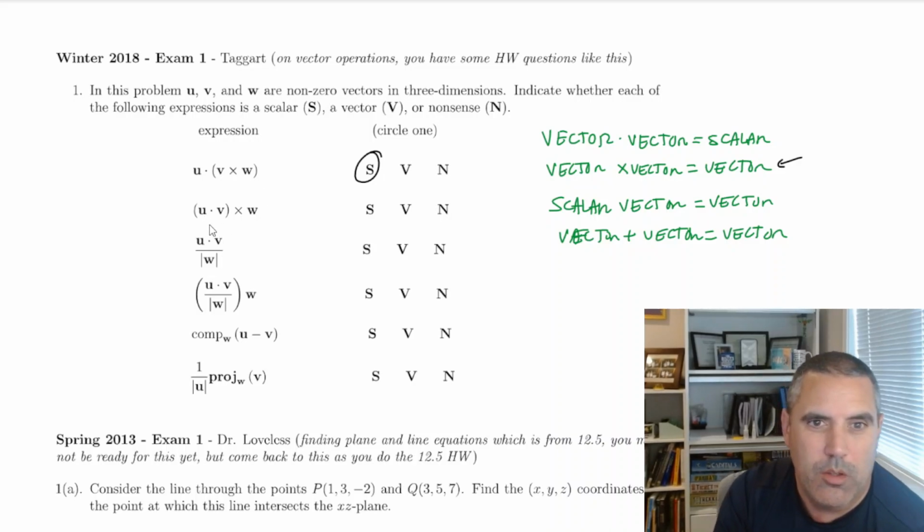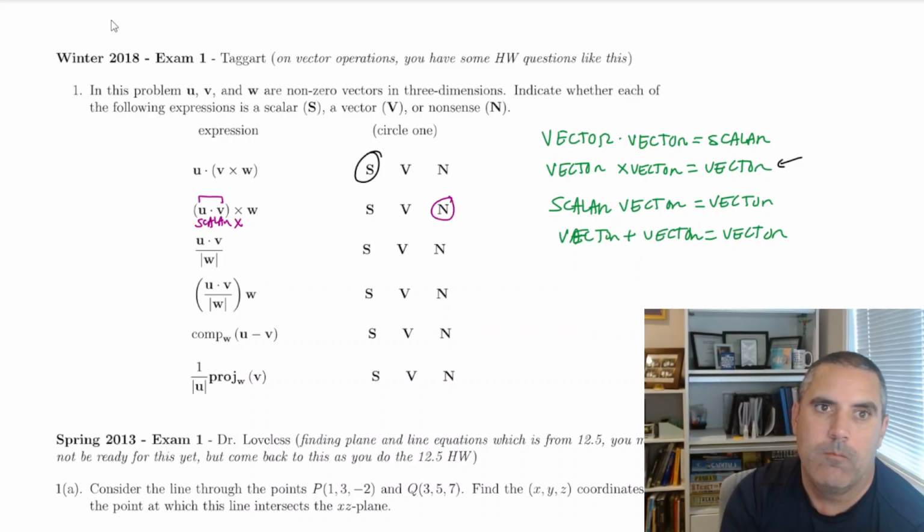So then we do a dot product. A dot product gives you a scalar. So then I have a scalar next to a times symbol and a vector. That's nonsense. So it's not in the right form.